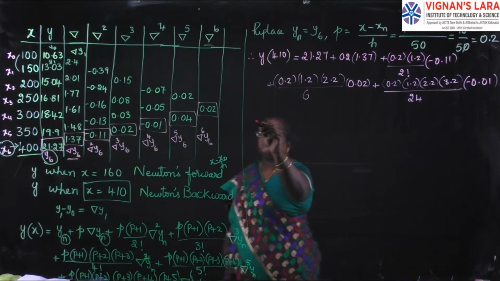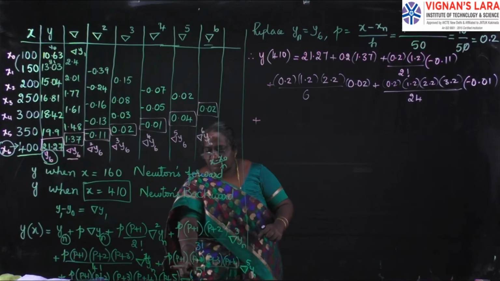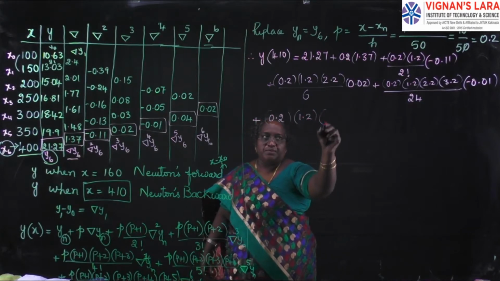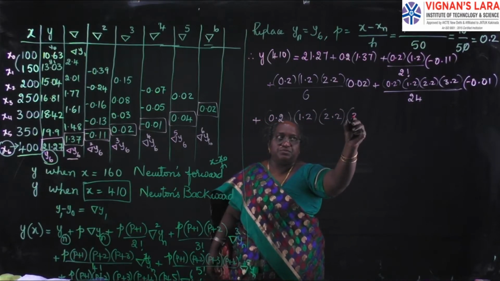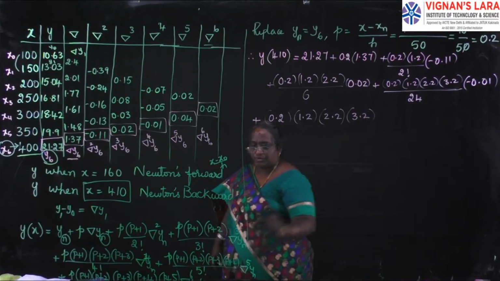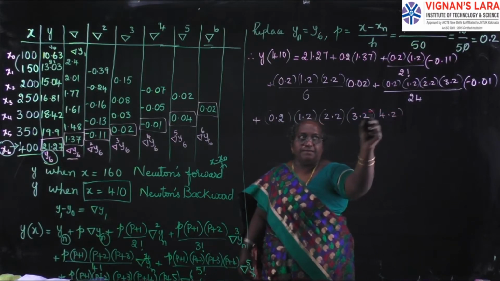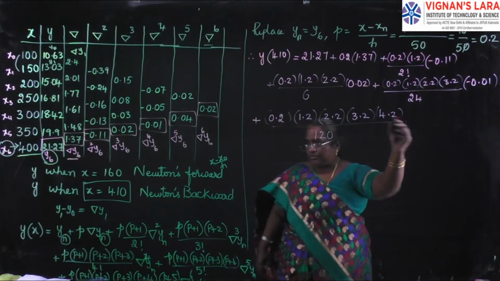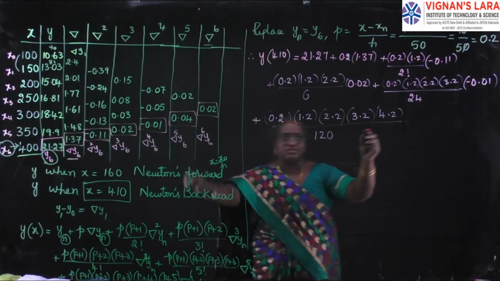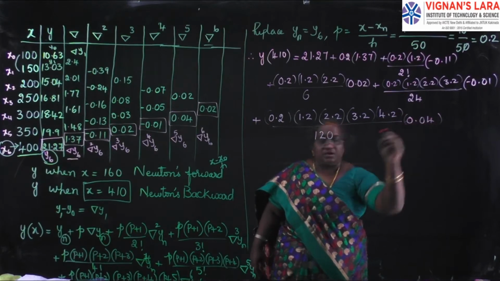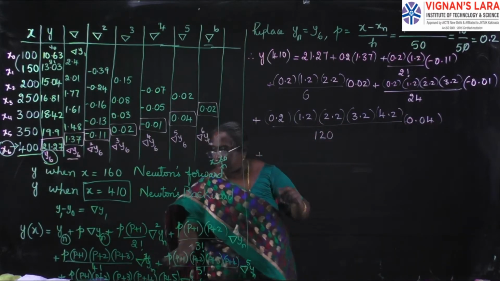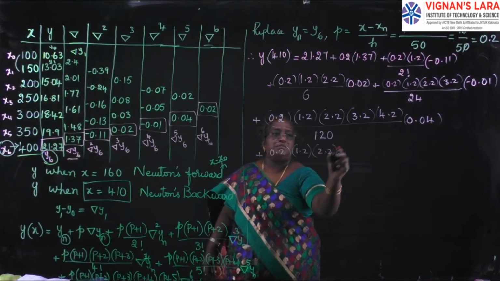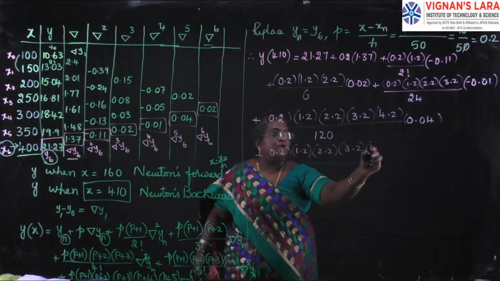So this is equal to the previous term plus the next two remaining terms. This term: p is 0.2, p plus 1 is 1.2, p plus 2 is 2.2, p plus 3 is 3.2, p plus 4 is 4.2, divided by 5 factorial, which is 120, into the fifth backward difference, which is 0.04. The last term plus this term: 0.2 into 1.2 into 2.2 into 3.2 into 4.2.